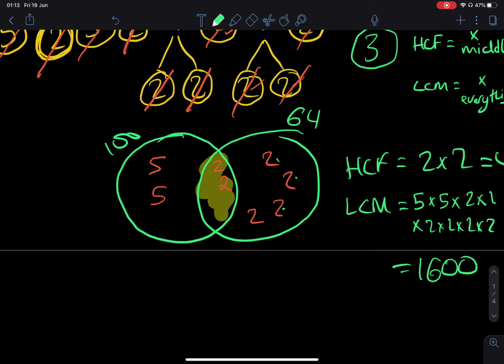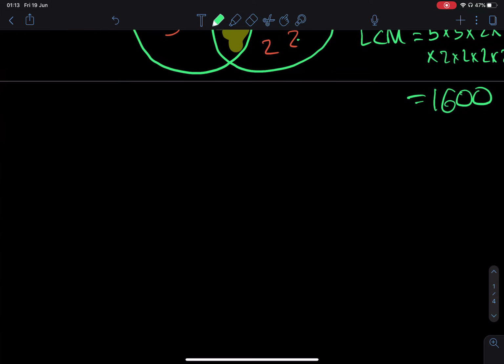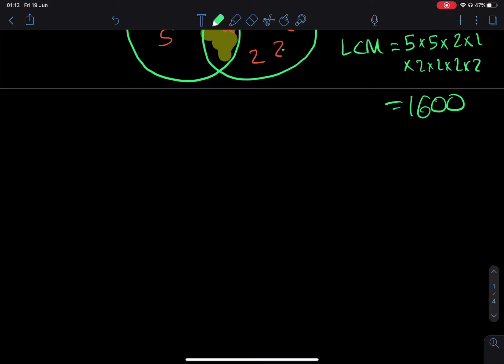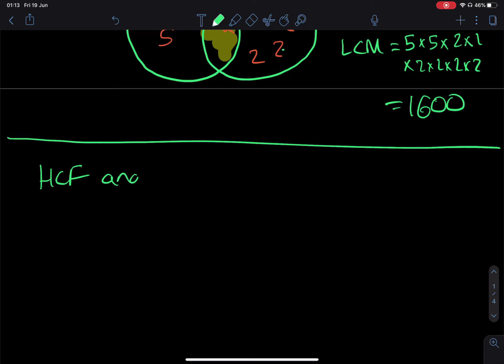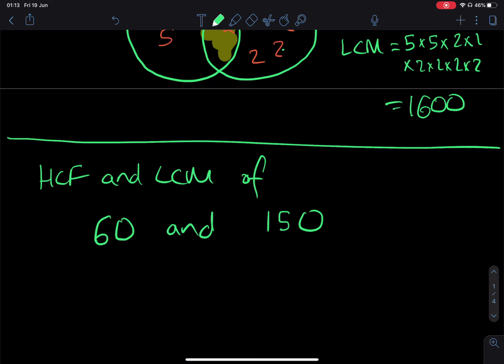Okay, so what you can do now is you can practice it yourself. You can pause this video and attempt this question. So the question is, what is the HCF and the LCM of the two numbers? Let's try 60 and 150. Okay, so I'm going to stop talking for 5 seconds. You can put me on pause, and in 5 seconds' time, I'm going to carry on talking.